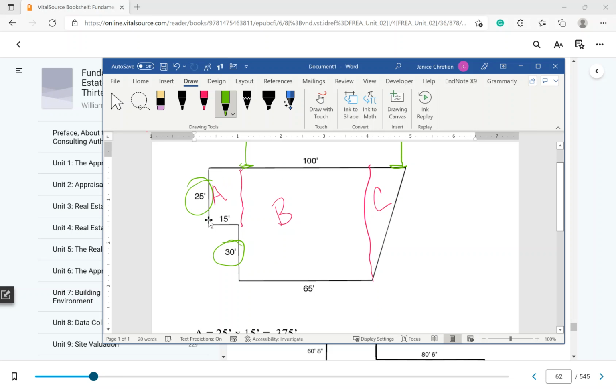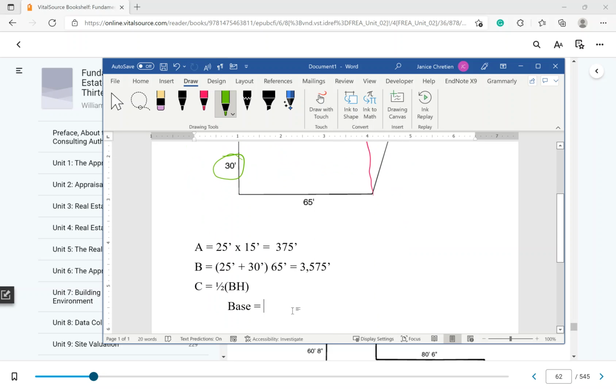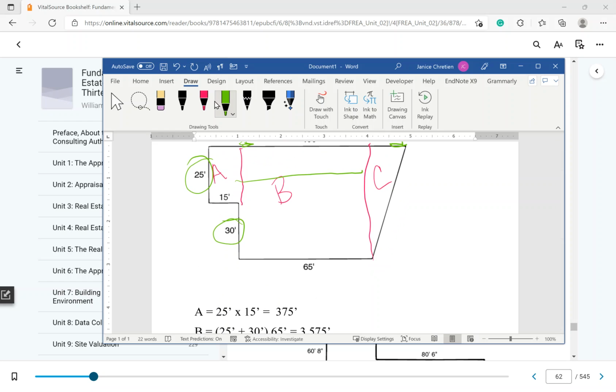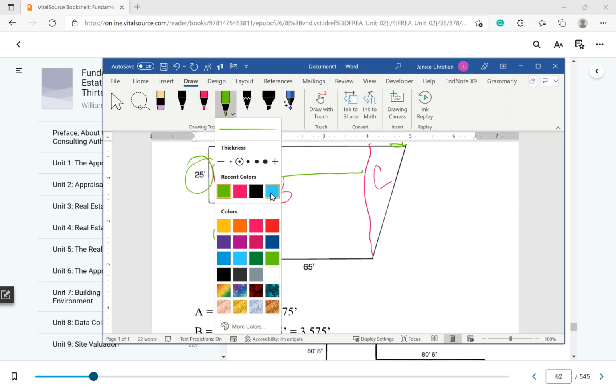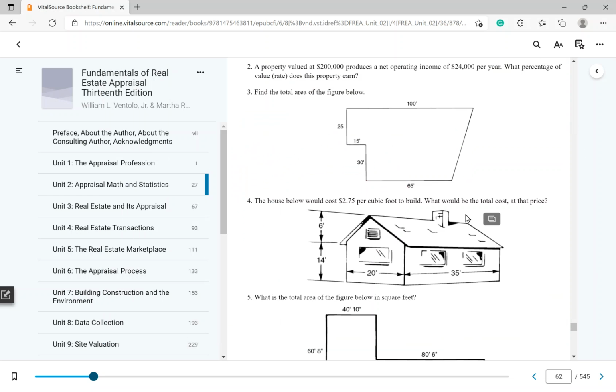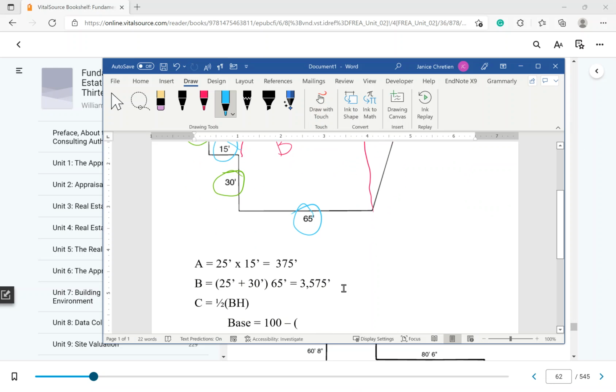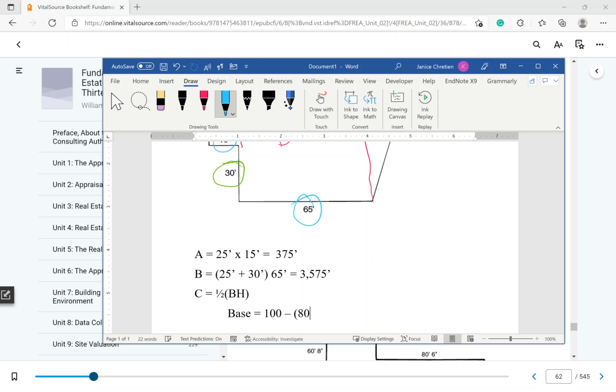But we've got to take out all of this. So we have 100 feet minus 65 and 15. 65 and 15 is 80. So my base is 20 feet.